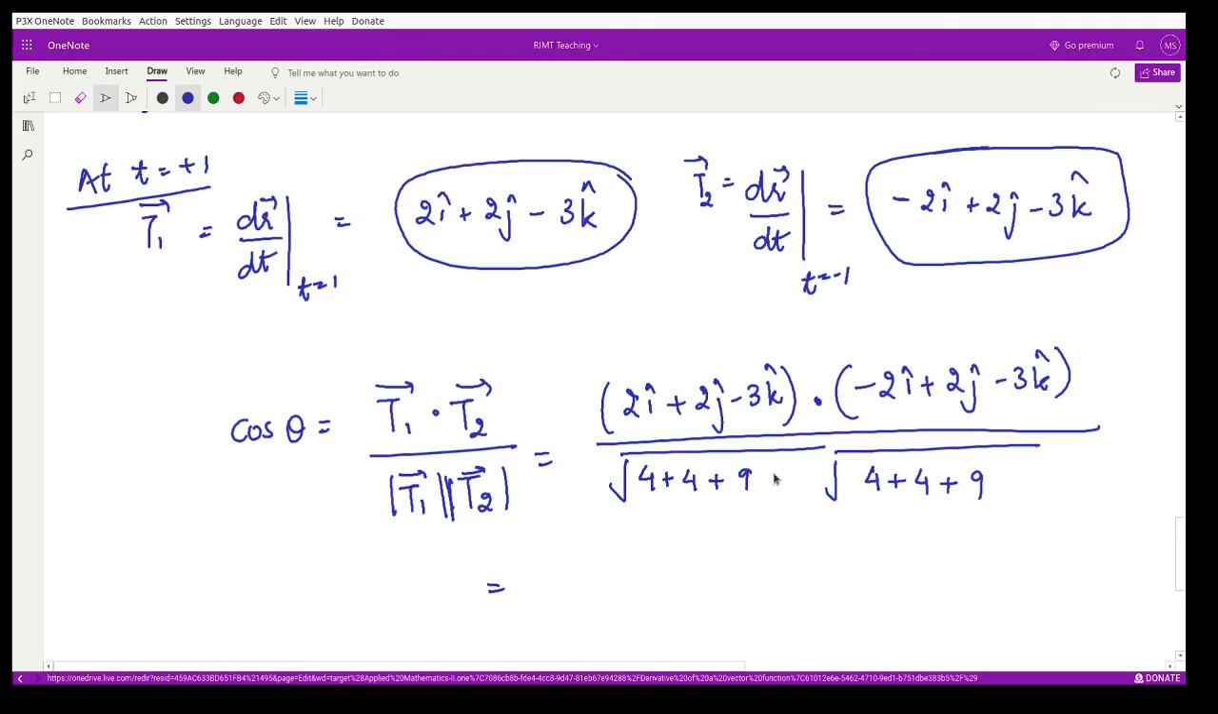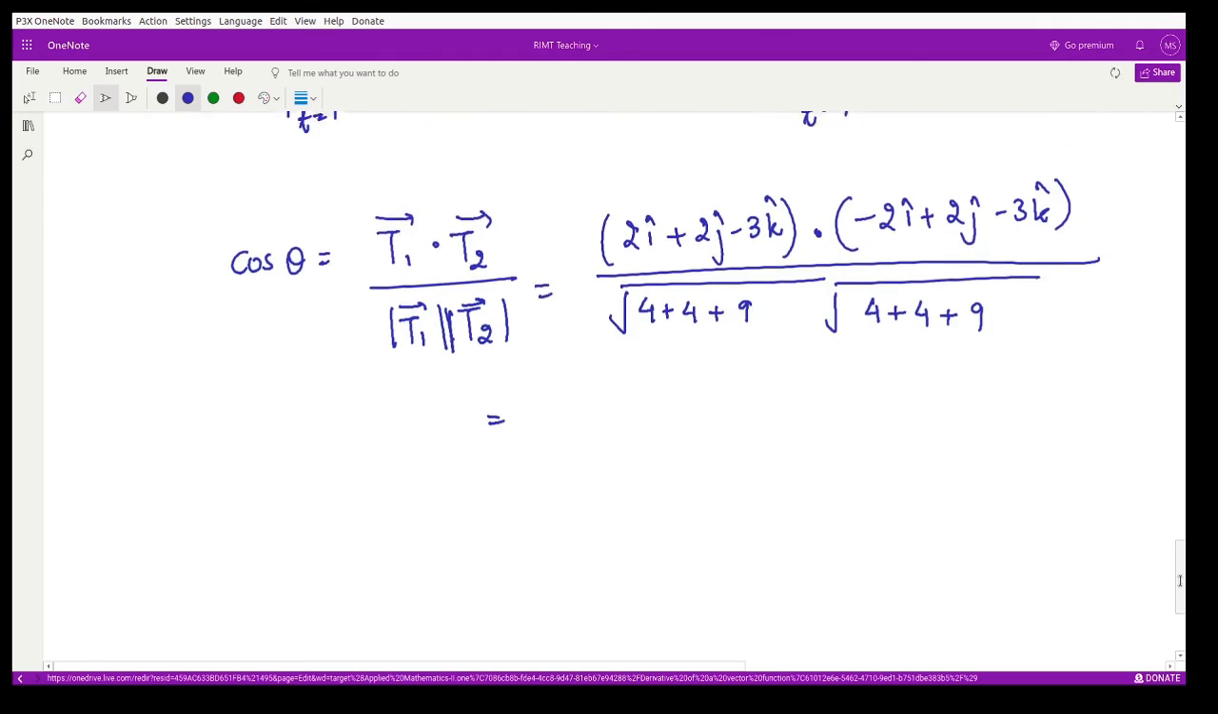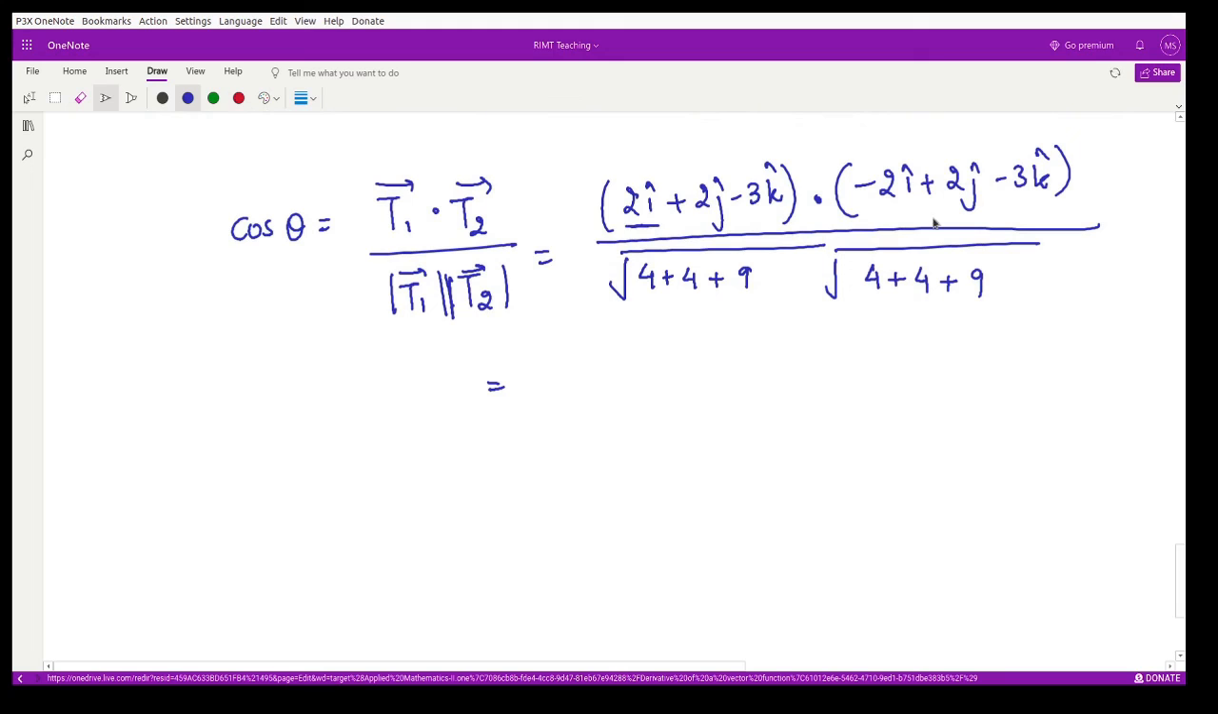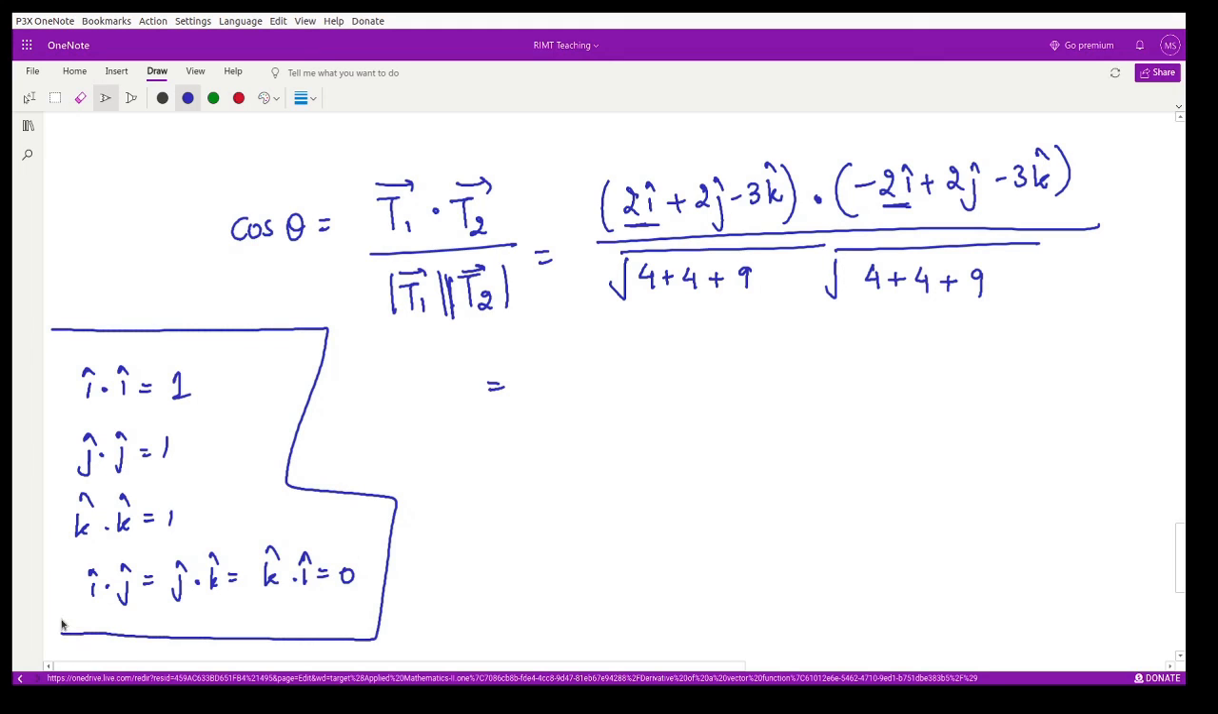So how do you calculate this dot product? You simply multiply this term with this term. And you know, in the dot product, i dot i is equal to 1, j dot j is equal to 1, k dot k is equal to 1. And if you take any other, that means i dot j, j dot k, and k dot i, all these things are going to be equal to 0. So these are some of the rules for calculating this dot product.